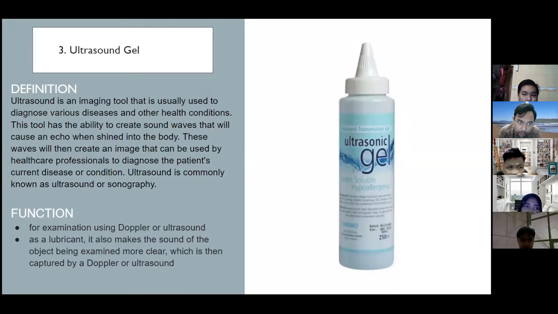3. Ultrasound gel. Definition: ultrasound is an imaging tool that is usually used to diagnose various diseases and other health conditions. This tool has the ability to create sound waves that will cause an echo when shined into the body. These waves will then create an image that can be used by healthcare professionals to diagnose the patient's current disease or condition. Ultrasound is commonly known as ultrasonography or sonography.